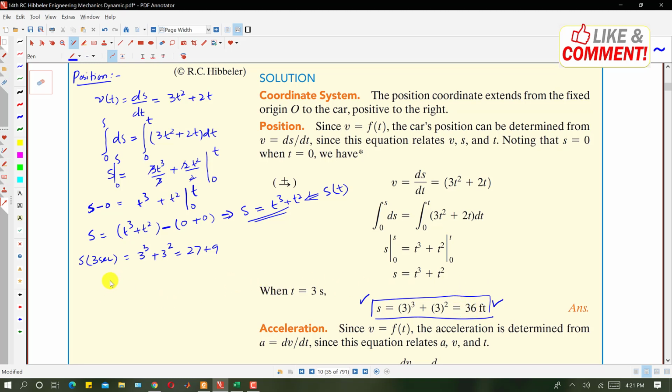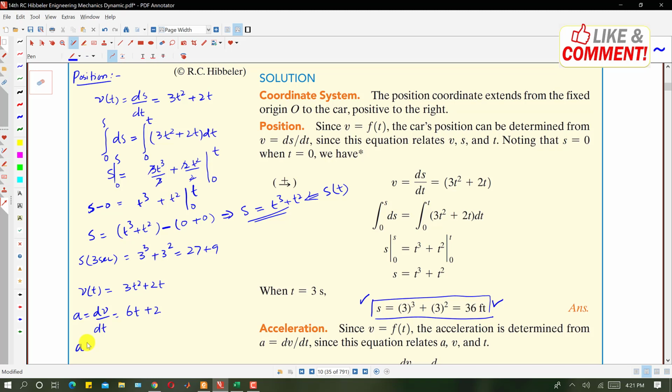Now in the second part, we are asked to find the acceleration at t equals 3 seconds. So again we are given v of t, which is equal to 3t square plus 2t, and we have to find the acceleration function. The acceleration is equal to dv by dt. So now we will take the derivative of this. The derivative of this will be 6t plus 2.